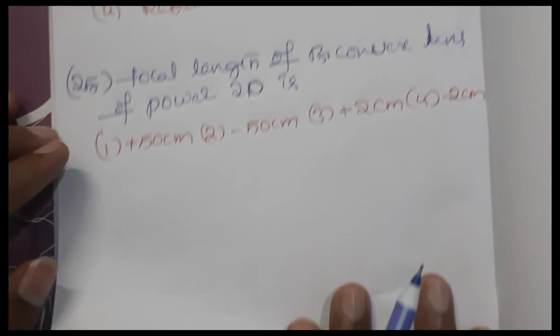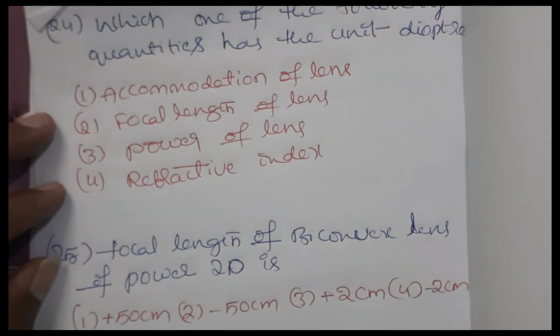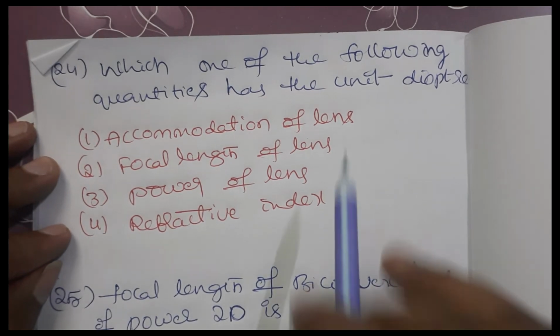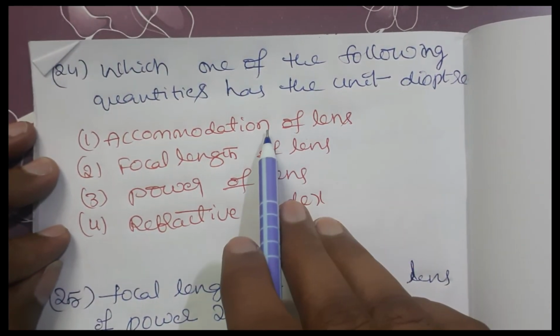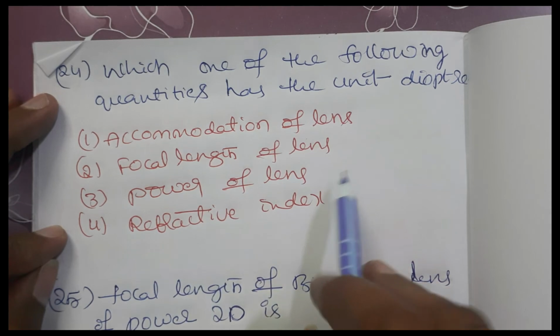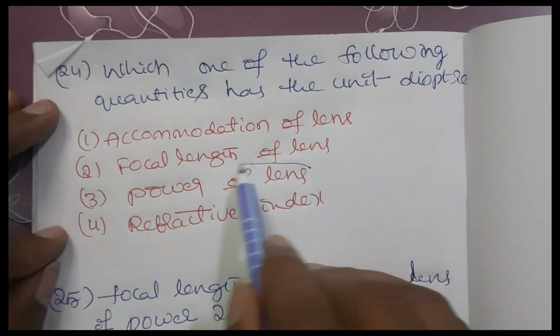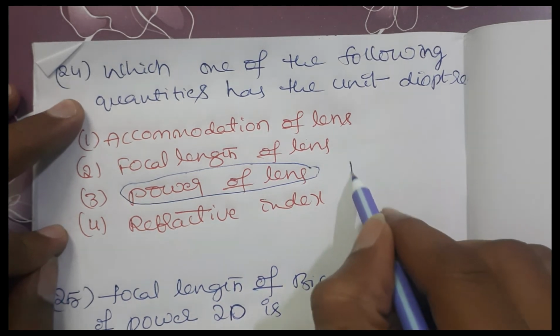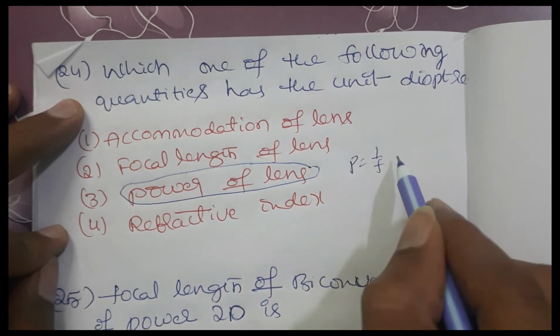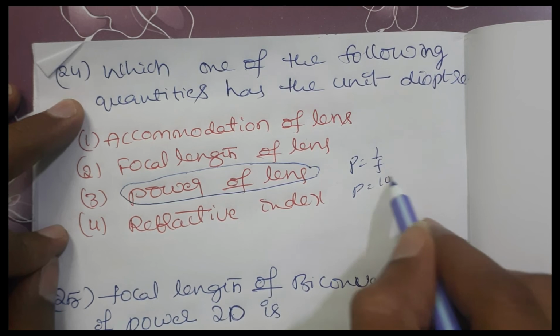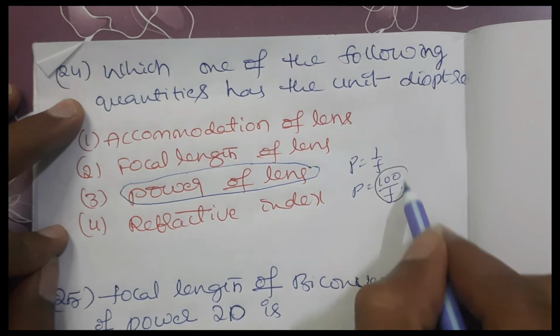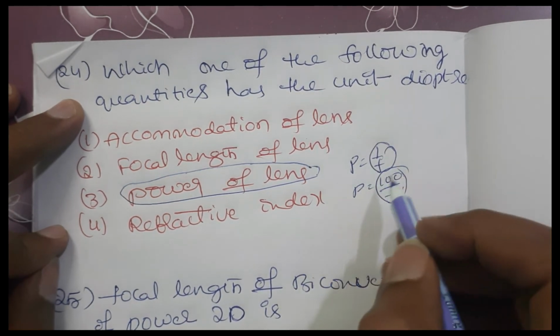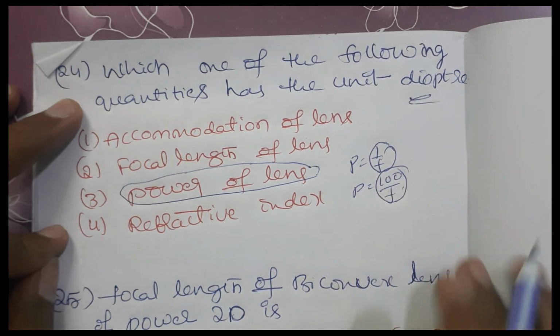Next question, students. Which one of the following quantities has the unit diopter? The power of a lens. You know, the reciprocal of the focal length of a lens is called the power of the lens, 1 by f, or P is 100 by f when f is in centimeters. With f in meters, P is 1 by f. So the unit in the SI system is the diopter.